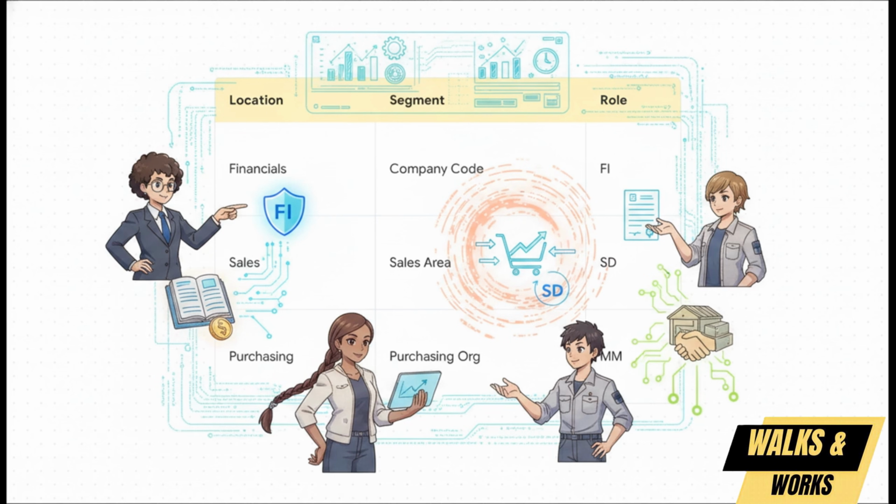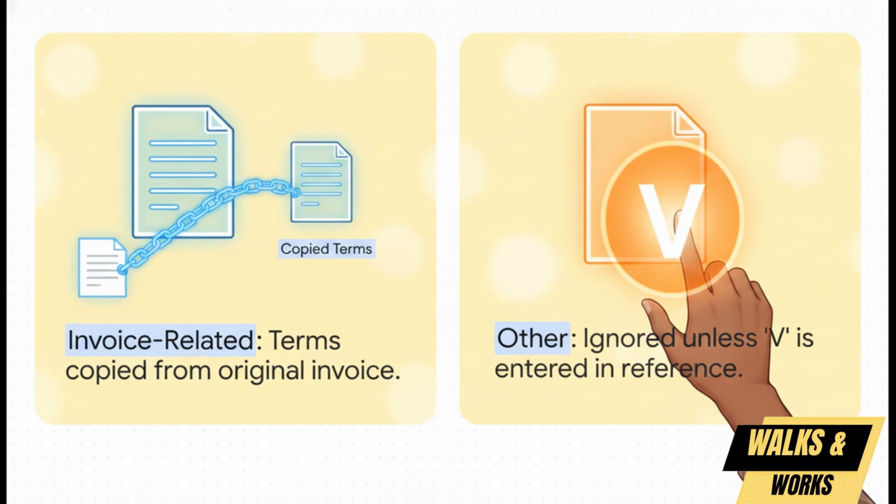If the invoice originates in financials, it pulls from the company code segment using the FI role. If it starts in sales order management, it defaults to the sales area segment and the SD role. Purchasing management, it grabs from the purchasing organization segment using the role. The engine is smart enough to recognize your business context and automatically pull the exact right terms. And that context becomes a real game changer when we start talking about credit memos. If you've got an invoice-related credit memo, you just link it to the original invoice.